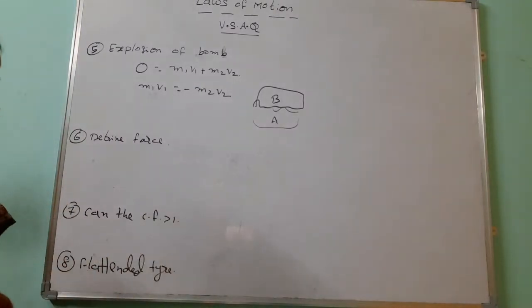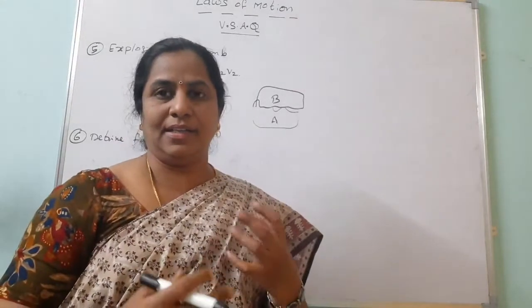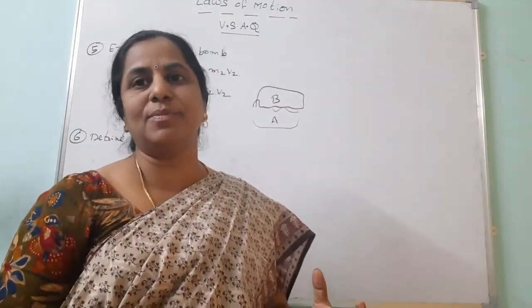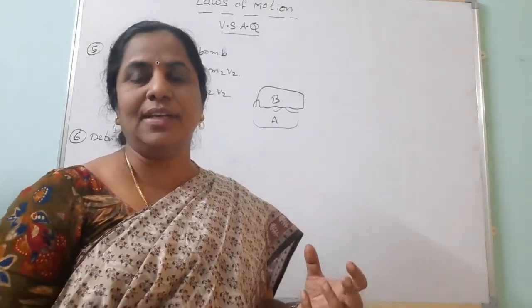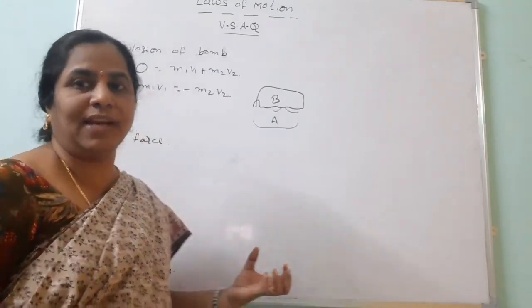Then our eighth question is, why does a flattened tire come to rest faster than an inflated tire? In a flattened tire deformation is more, so rolling friction is more. That's why it comes to rest easily compared to the inflated tire.